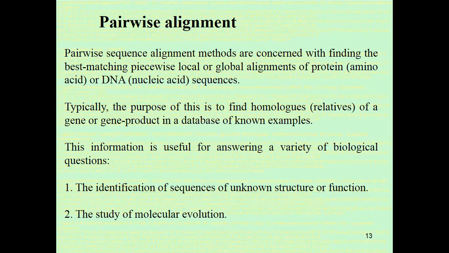Typically, the purpose of this is to find homologs of the gene or gene product in a database of known examples, to see how these genes evolve, where duplications happen, and which similarities they have. If we have a known gene with a known function, known motif and known domain, and we have an unknown protein with a good alignment to the known protein, then we can assume that the unknown protein has similar functions and properties. This information is useful for answering a variety of biological questions: the identification of sequences of unknown structure or function, the study of molecular evolution, and many others.